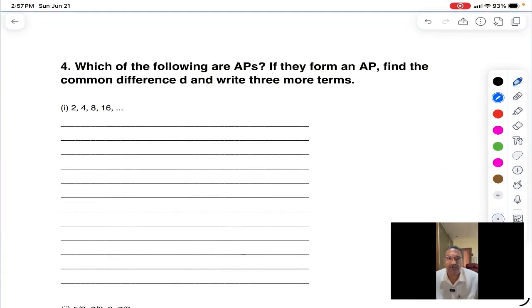Let's come to the fourth question now. Which of the following are APs? Here we'll have to check whether the given sequence of numbers falls into arithmetic progression or not. If they form an arithmetic progression, then find the common difference d and write 3 more terms.